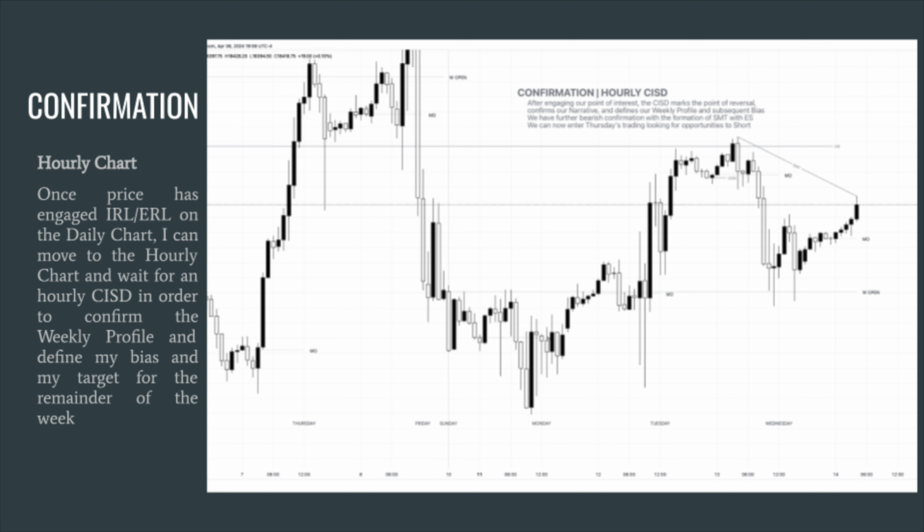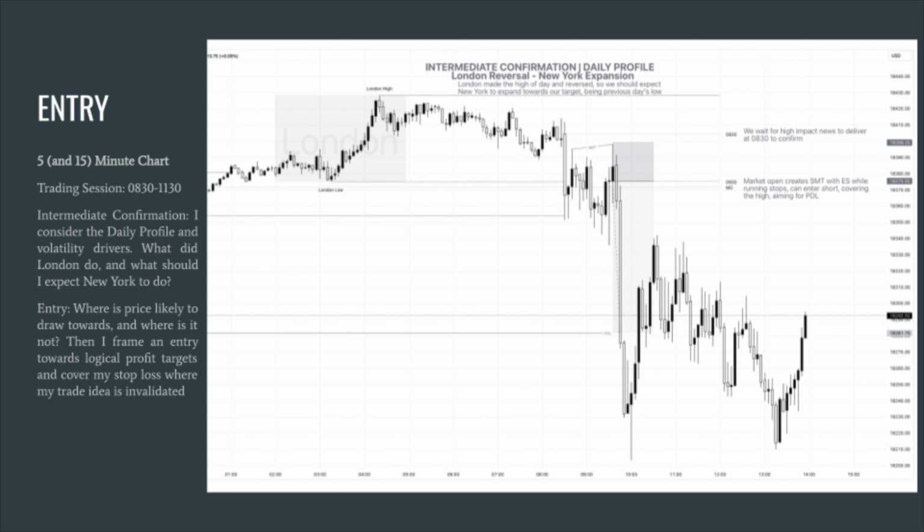As we approach Thursday, we will again see the divergence with ES making a new high as NQ fails to do so. We've confirmed our narrative and defined our bias. We can now enter Thursday's trading session and look for an entry. Here on the 5-minute chart, before framing an entry and waiting for high-impact news to deliver, we consider the daily profile for intermediate confirmation. What did London do?